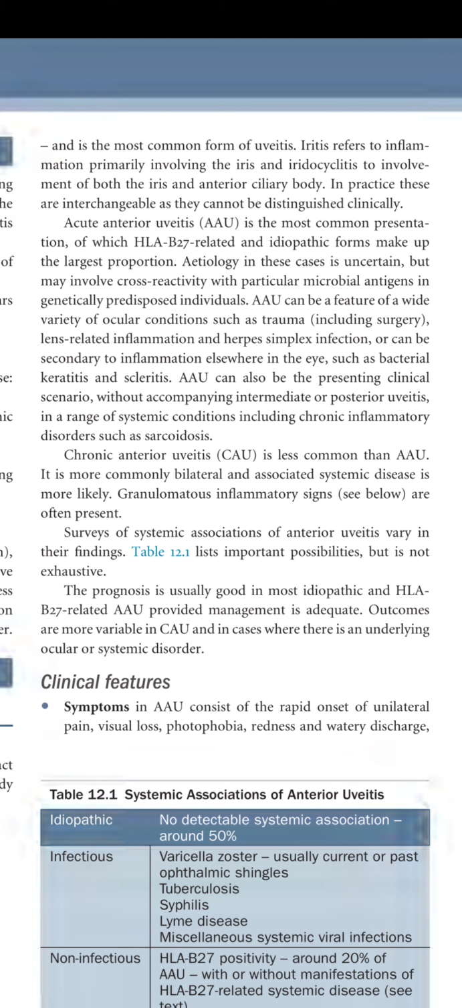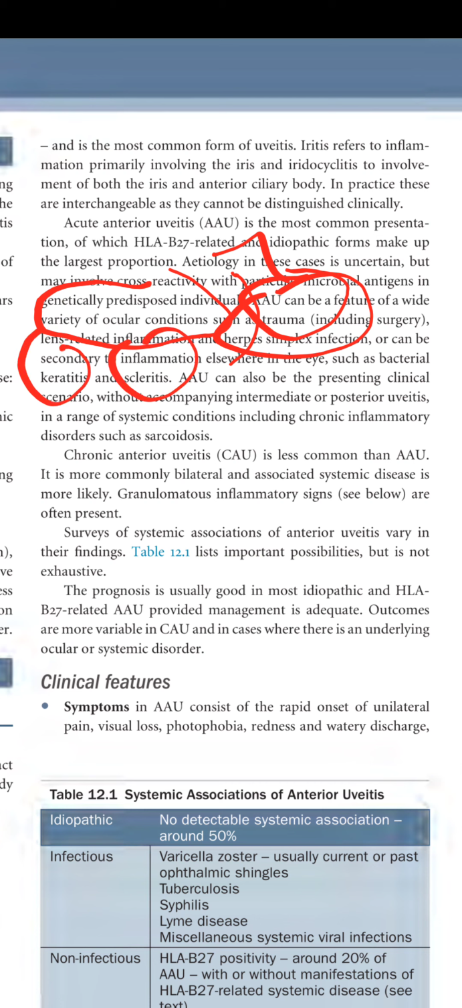So basically, the writer is trying to suggest the other causes of uveitis instead of idiopathic. It can be related to other causes like trauma. It can be due to lens-related inflammation. It can be due to herpes simplex virus infection, or secondary to other inflammation like keratitis and scleritis as well.